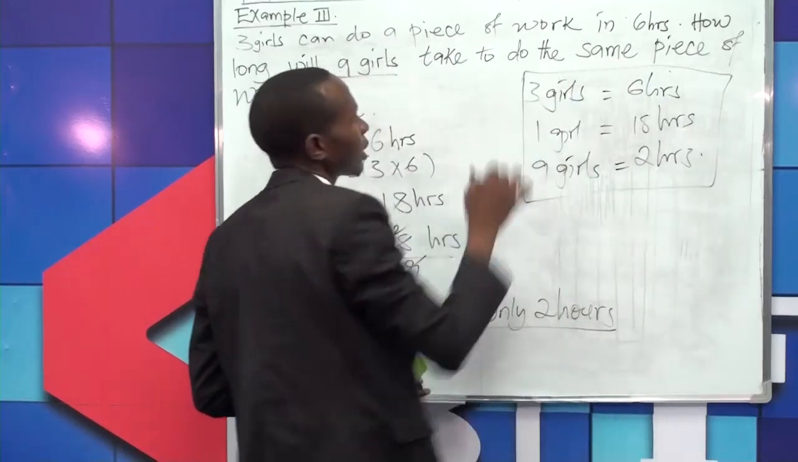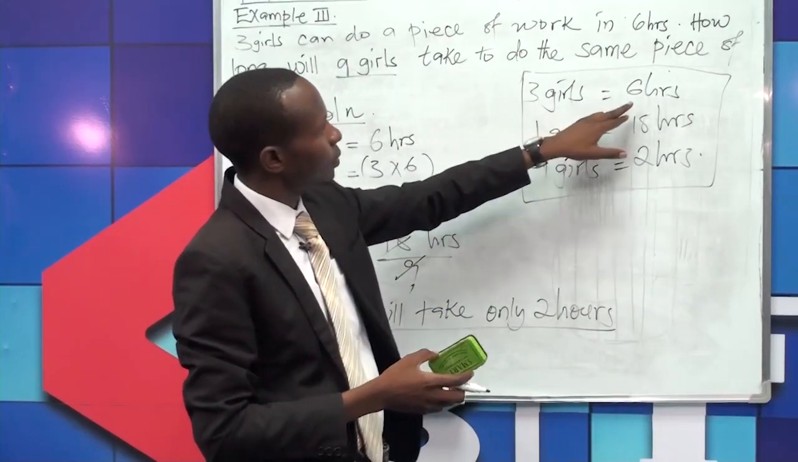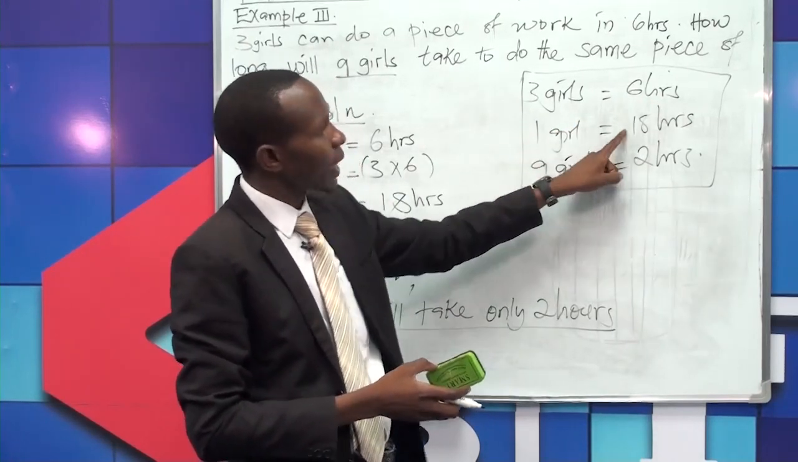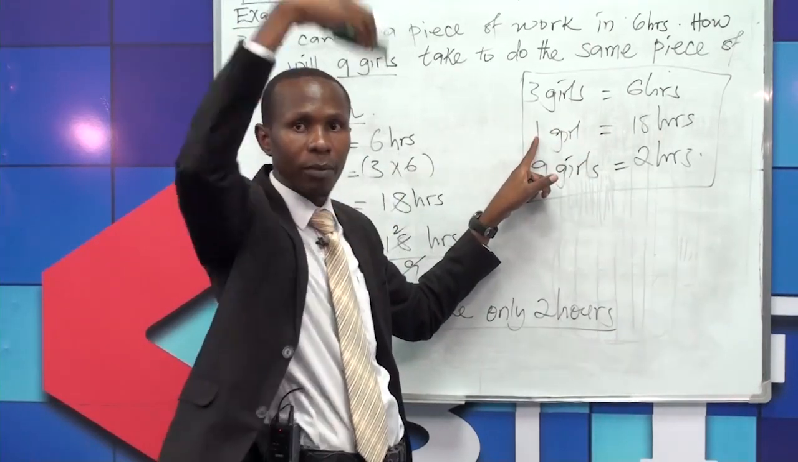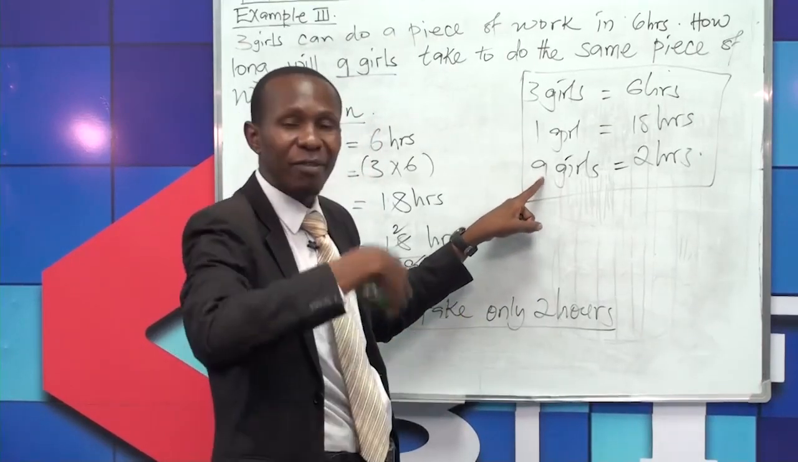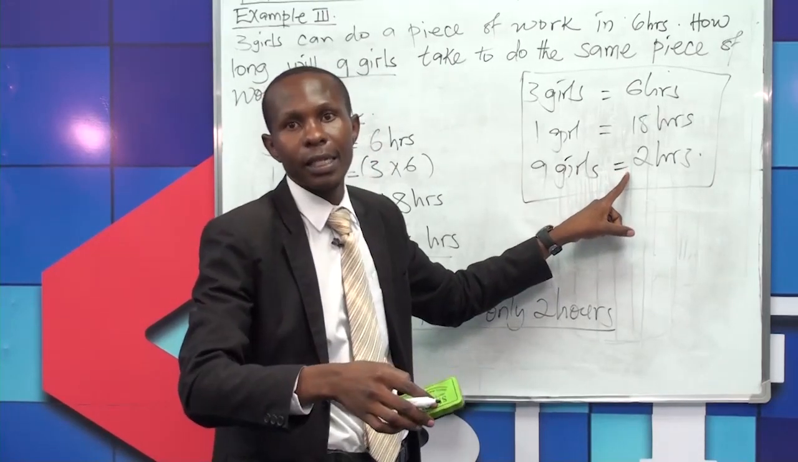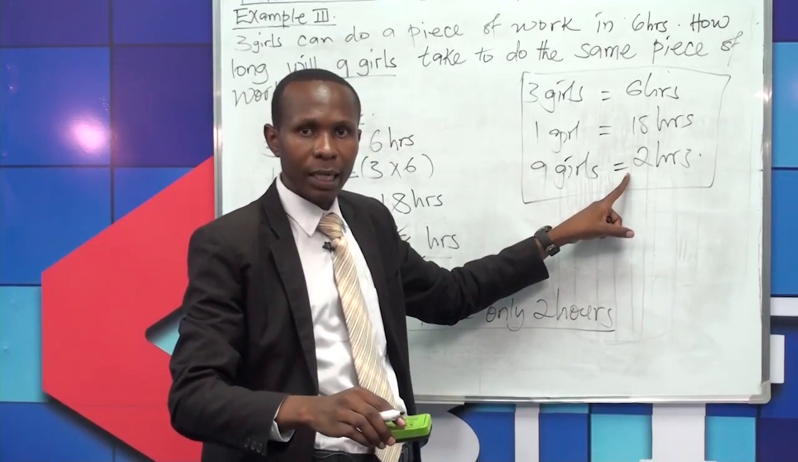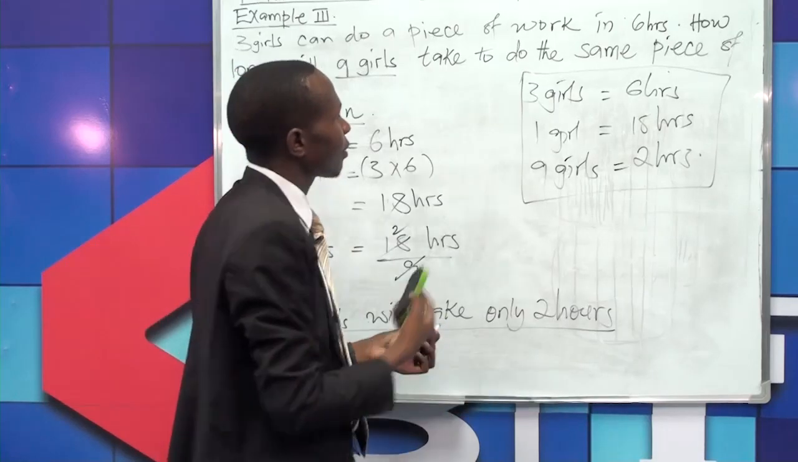I want us to look at the second step also here. When you have 3 girls, they will cover your work within 6 hours. But when you have 1, time will increase, meaning that when you have few workers, time is more. But when you have 9 girls, it means there are very many workers now, and the number of hours reduces. So the more workers, the fewer hours. The more hours, the fewer workers. It is just vice versa.